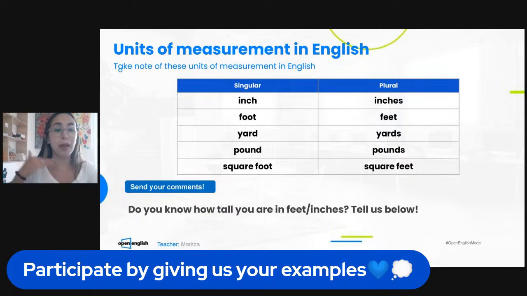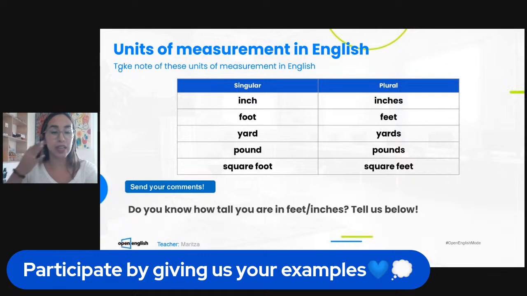So for example, my question for you guys is, do you know how tall you are in feet and inches? Let me know. This is the ultimate test. Do you know how tall you are in feet or inches? For example, I am 5 feet 6 inches tall. I am average height. So we use foot, feet, inch, and inches.